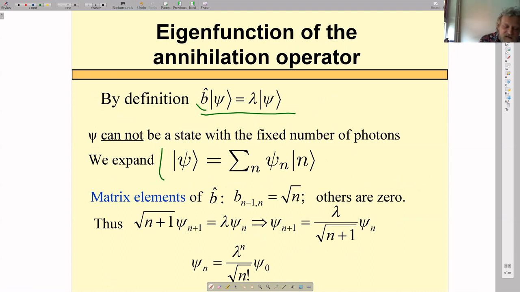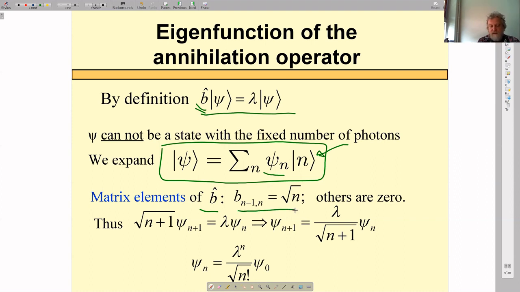Let us try a rather general expression. Let us look at this wave function in terms of a superposition. Those are states with a fixed number of photons, bosons, whatever quanta, and those are coefficients in this superposition. All right, now we can express matrix elements of an annihilation operator in this representation. It is square root of n if the number of particles gets smaller by one, otherwise it's zero. Good, so we apply it and substitute this here. That's what we got.